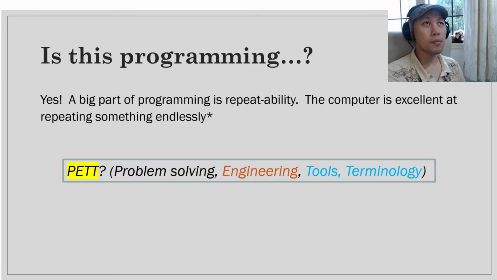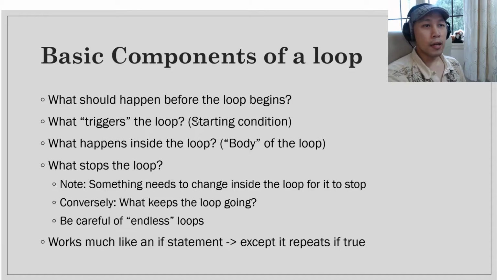Okay, great. So let's get into it. The basic components of a loop. Some things before you begin creating a loop: you should think about what should happen before the loop itself begins. You should also think about the starting condition. What triggers the loop to begin in the first place? You should also definitely think about what happens inside of the loop. What is the thing that you want to have repeated over and over again, and why? And this is the body of the loop.